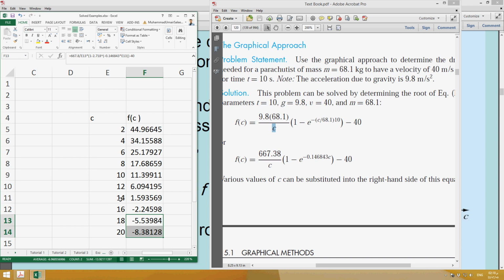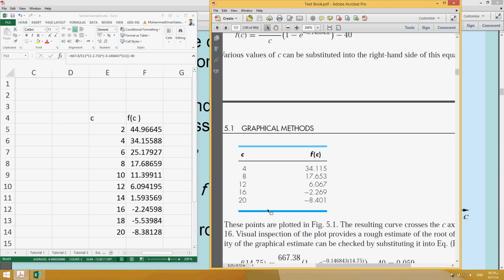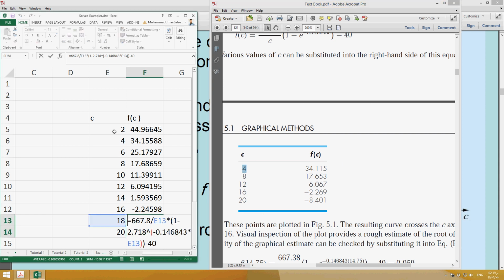So it depends on these xl and xu values, which actually depend on the interval. For example, if we see your book, the author has used an interval of 4, so you can use the same interval if you want here.